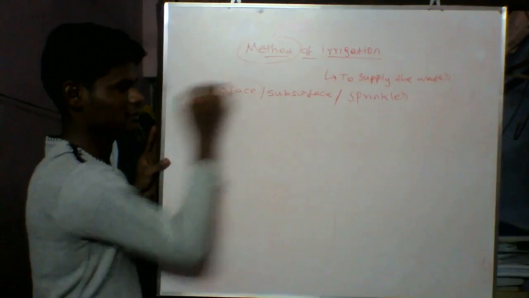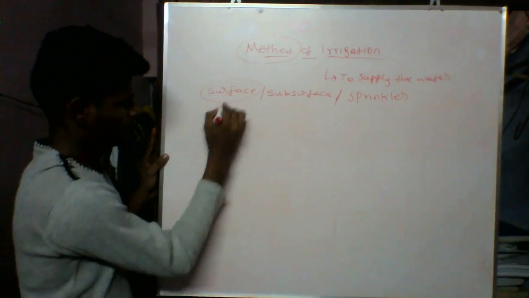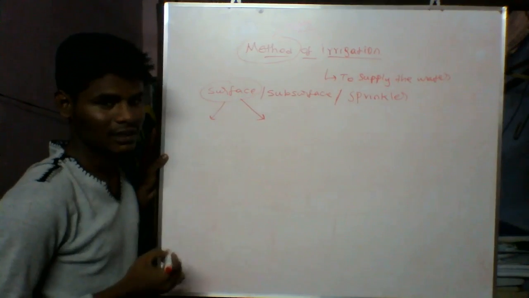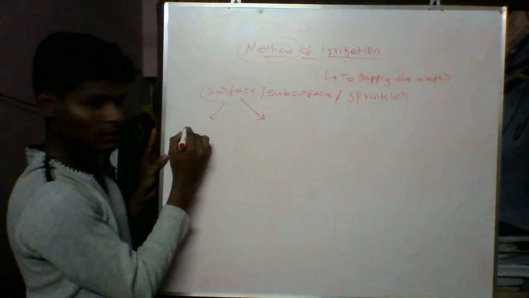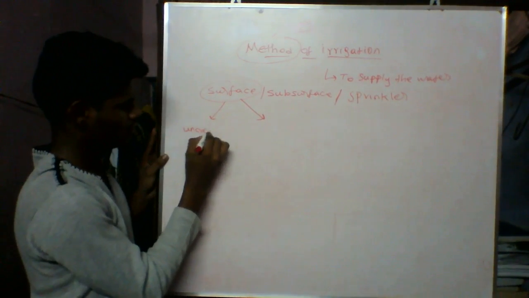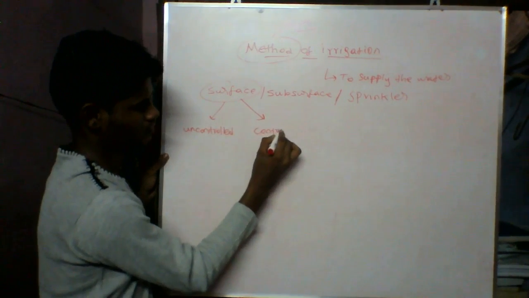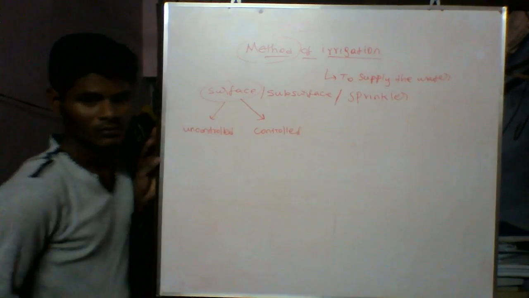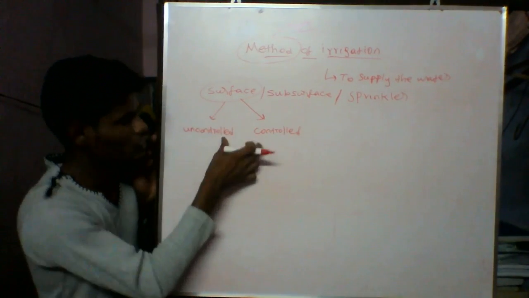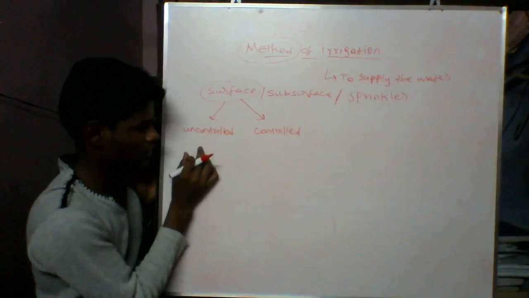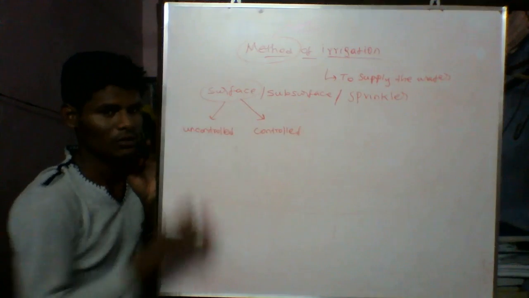In the surface irrigation system, two categories are available. One is uncontrolled, another one is controlled. Surface irrigation system is divided into two categories: one is uncontrolled, another one is controlled.